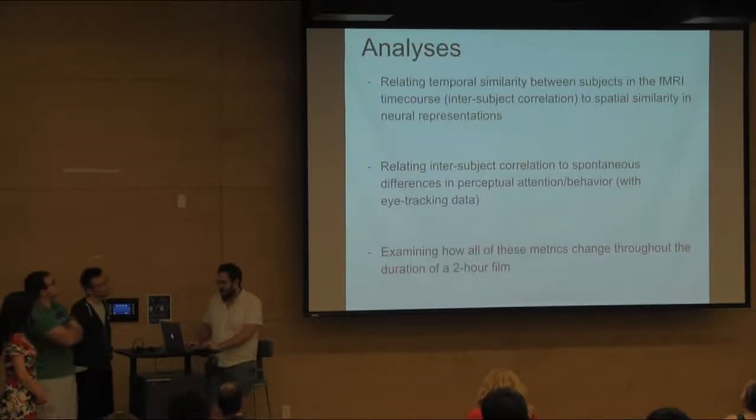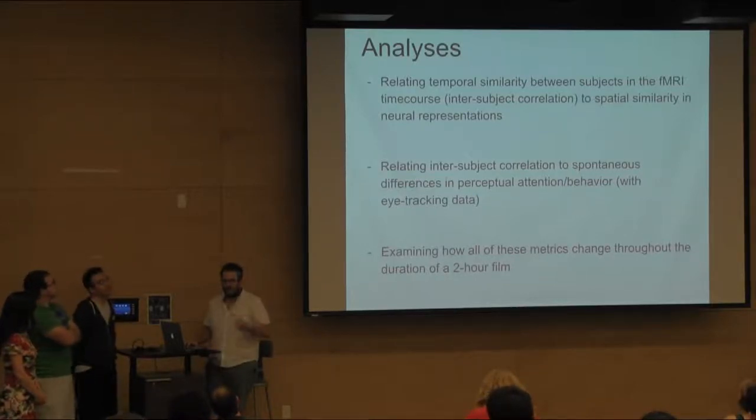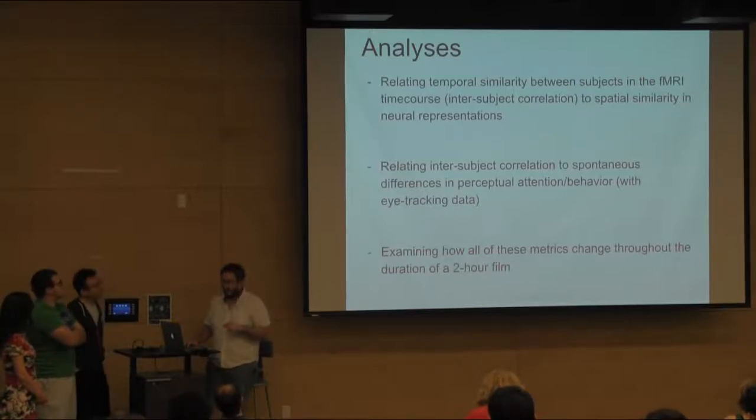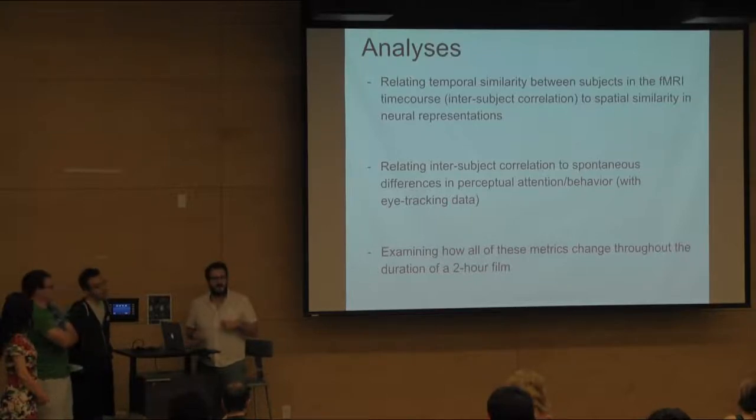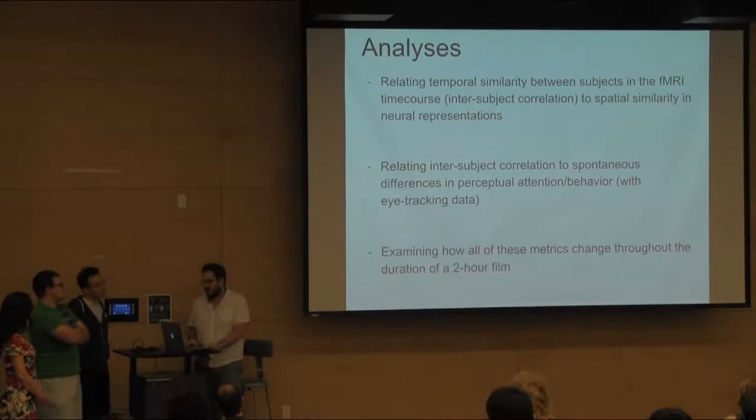But in general, we approach this just as an opportunity to gain some experience with open data sets, and also just do some analyses that we hadn't gotten the chance to do with data that we've actually collected ourselves. And what we converged on were some analytic approaches that compared different measures of similarity between subjects. So this included inter-subject temporal correlation in the fMRI signal, but also similarity in people's perceptual behaviors with the eye tracking data, and also similarity in their actual neural representations for different characters and for different emotion categories.